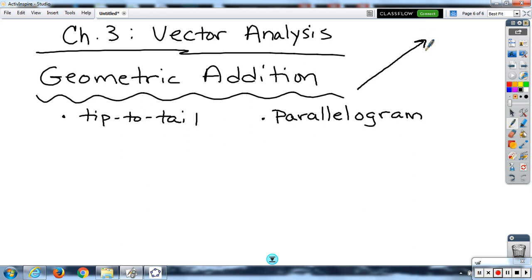So this is our first vector. That's called vector A. So it's got that length, and it's pointing in that direction. And this is going to be vector B. So it's shorter, and it's pointing in a different direction than A. So we want to ask the question, what is A plus B?